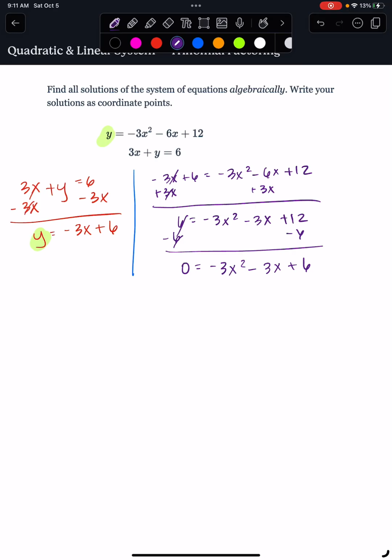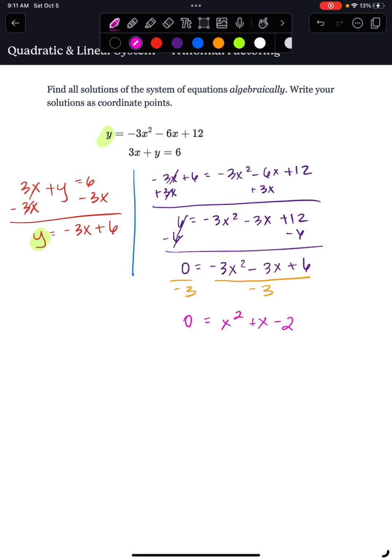And now, to make this easier to solve, we see that we have a greatest common factor of negative 3. So we're going to divide this whole trinomial by negative 3. The 0 divided by negative 3 is just 0. So we're left with 0 is equal to x squared, because negative 3 divided by negative 3 is 1. Negative 3 divided by negative 3 is 1 x, so we'll leave that as plus x. And then positive 6 divided by negative 3 is negative 2.